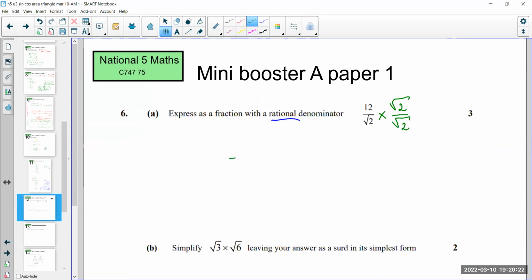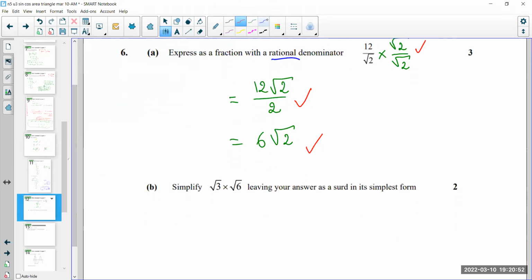So that means you get at the top 12√2, and at the bottom, √2 times √2 is just 2. And 12 over 2 is 6√2. So for the marks, you would get the first mark by writing this. The second mark would be here, and the third mark would be here. Once again, these kinds of questions, you won't have them during an exam. But you will get the next one though.